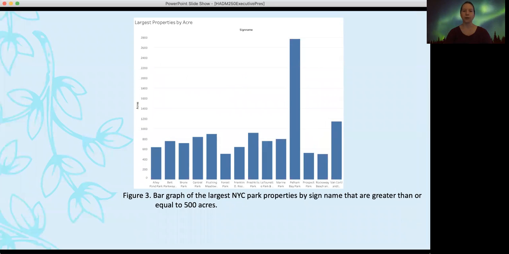Of the 2023 total New York City parks, there are 14 New York City parks that have acreage greater than or equal to 500 acres. The largest New York City park property, using its sign name, is Pelham Bay Park with 2,772 acres. The next largest park is Van Cortlandt Park with 1,146 acres, which is less than half of Pelham Bay Park's acreage.